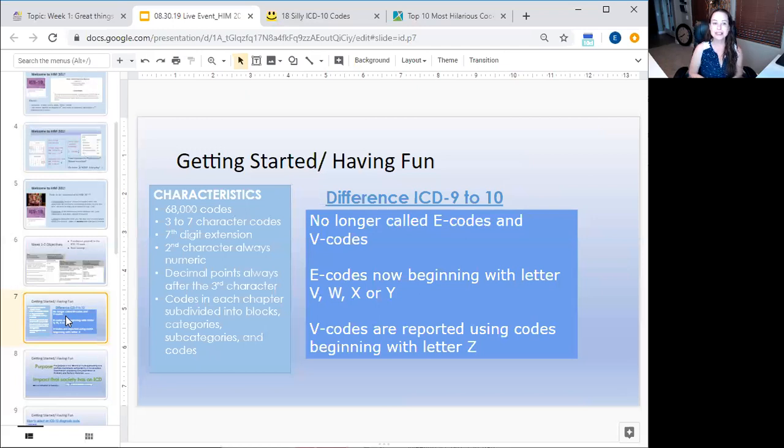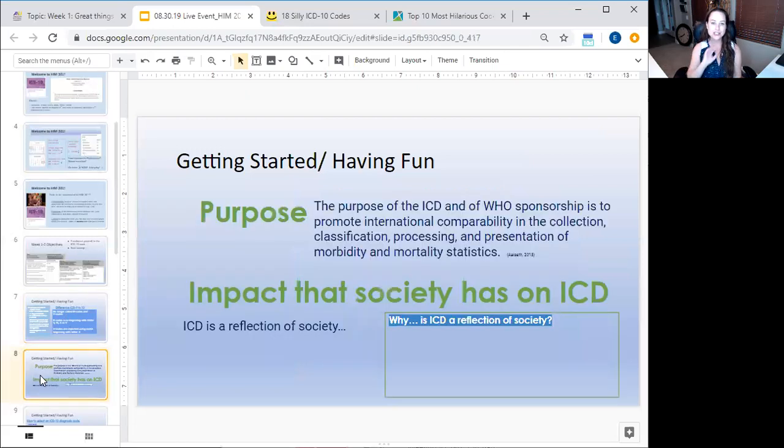So you can see on here some of the characteristics of ICD-10 from 3 to 7 character codes, the 7-digit extensions. The second character is always numeric. So it's gonna start off again with that alpha and then go to numeric. The decimal point is always after the 3rd character. And then codes in each chapter are subdivided into blocks, categories, subcategories, and codes. So again, as you get into your ICD-10 book, start to get really familiar with it, working your way through alpha, working your way through tabular, this is gonna be a lot more meaningful to you. Let's go ahead and jump on to the next one.